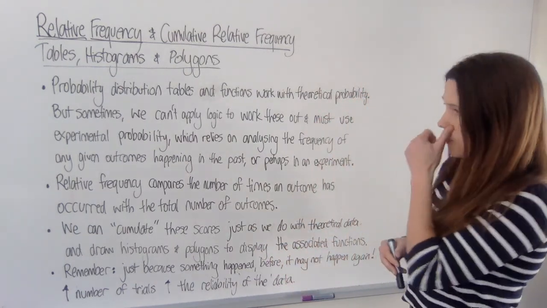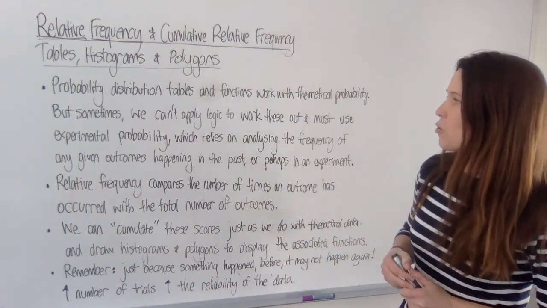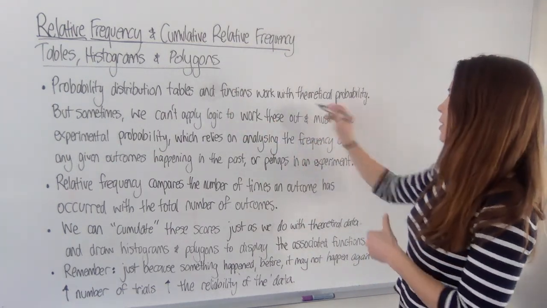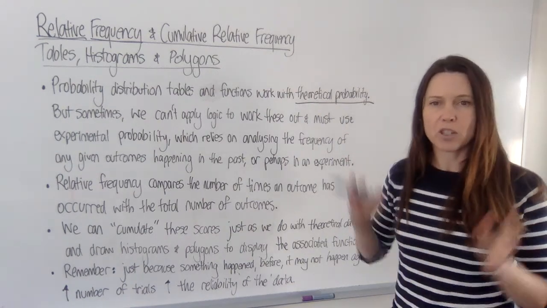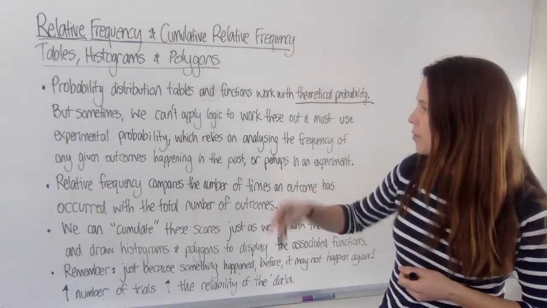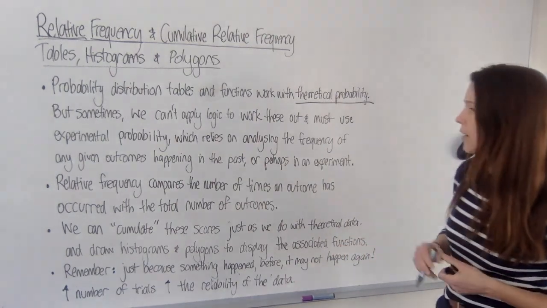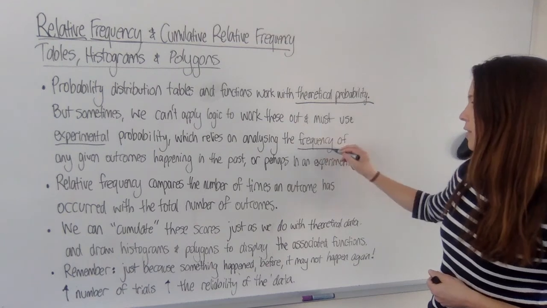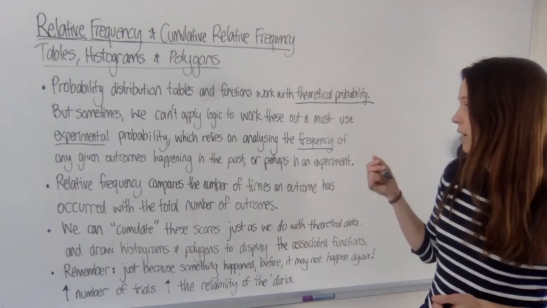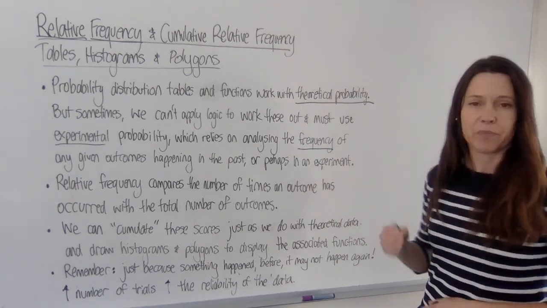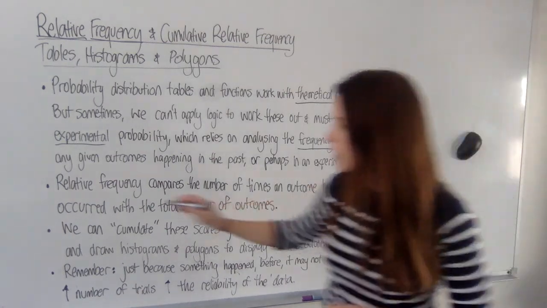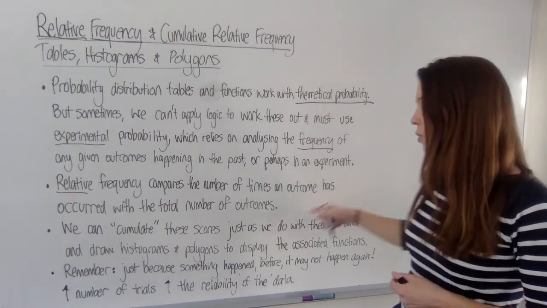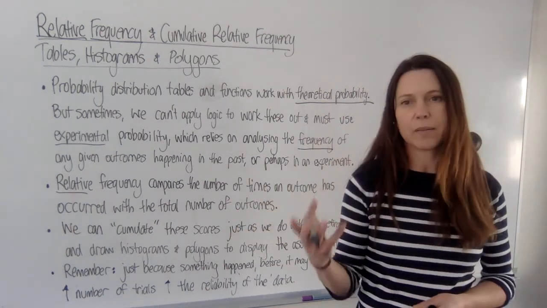So, some notes here for you to write down. The probability distribution tables and functions that we just saw, they all work off theoretical probability. That's the one that's derived by just using sheer logic. But sometimes we can't apply logic to work these out, and we have to use experimental probability, which relies on analysing the frequency of any given outcomes happening in the past or perhaps in an experiment. Now, relative frequency just compares the number of times that an outcome has occurred with the total number of outcomes. So we get that then as a fraction.